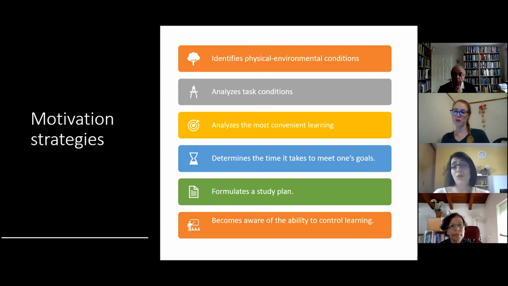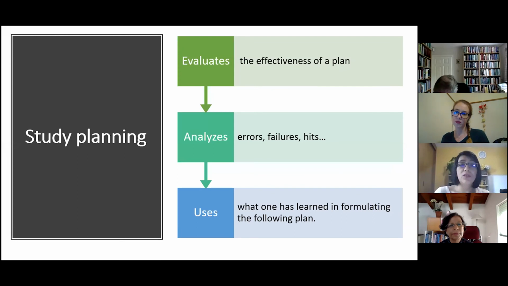You may ask yourself, well, what do all these have to do with 21st century skills? Well, in this case, we are talking about one of the most important ones, I would say: lifelong learning, self-direction, and personal management, right? For our students, it's important to have study planning, because in this, the student evaluates the effectiveness of the plan, analyzes errors, failures, and hits, and uses what he or she has learned in formulating the following plan, right?